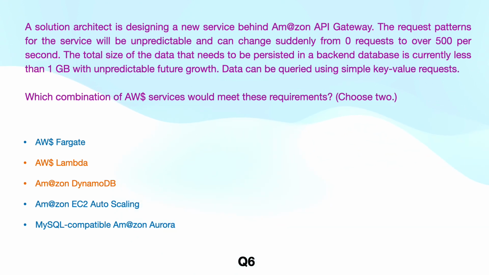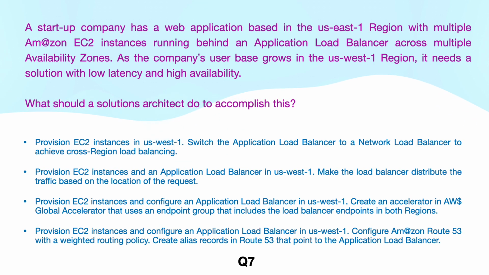Okay, let's move to question number 7. A startup company has a web application based in the US East 1 region with multiple Amazon EC2 instances running behind an application load balancer across multiple availability zones. As the company's user base grows in the US West 1 region, it needs a solution with low latency and high availability. Okay, what should a solution architect do to accomplish this?